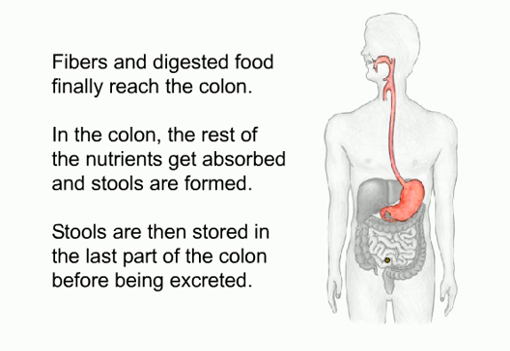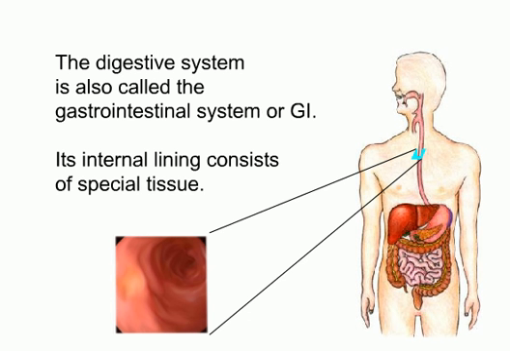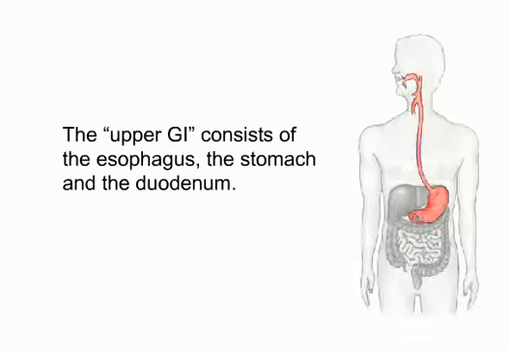Fibers and digested food finally reach the colon. In the colon, the rest of the nutrients get absorbed and stools are formed. Stools are then stored in the last part of the colon before being excreted. The digestive system is also called the gastrointestinal system, or GI. Its internal lining consists of special tissue. The upper GI consists of the esophagus, the stomach, and the duodenum.